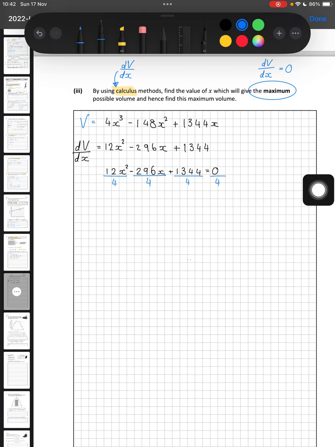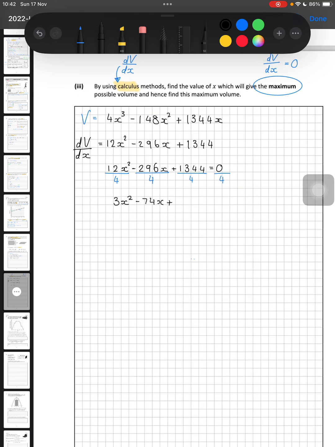Okay, so I'm going to divide across by 4, so that my quadratic is going to be 3x squared minus 74x plus 336 is equal to 0. Okay, so two ways I can do this out. I can use my minus b formula. If you're using your minus b formula, remember you're stating before you start what is a, what is b, what is c, okay, because you can get marks for that in itself.